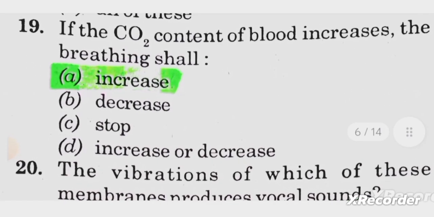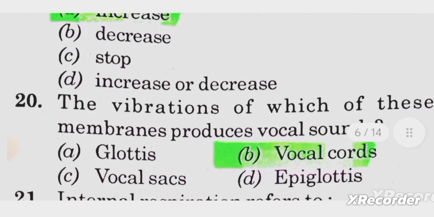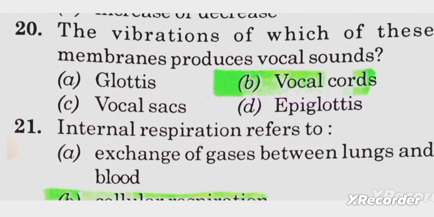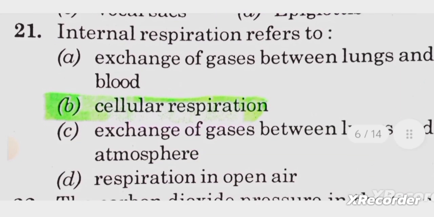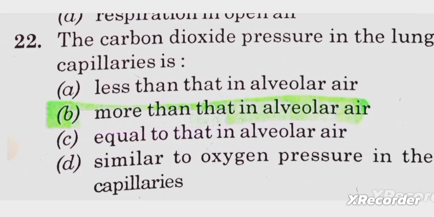Next, 19. If the CO2 content of blood increases, the breathing shall answer A, increase. Next, 20. The vibration of which of these membranes produces vocal sound? Answer B, vocal cords. 21. Internal respiration refers to answer B, cellular respiration. Next, 22. The carbon dioxide pressure in the lung capillaries is answer B, more than that in alveolar air.